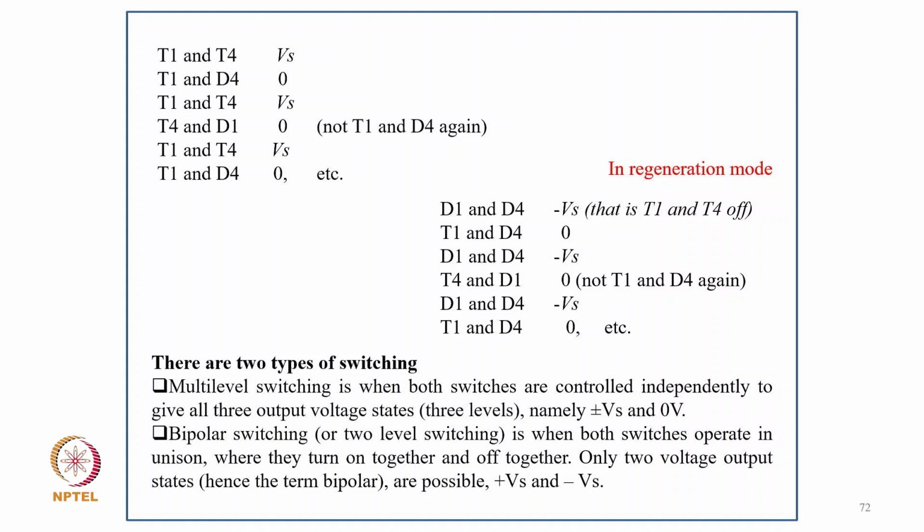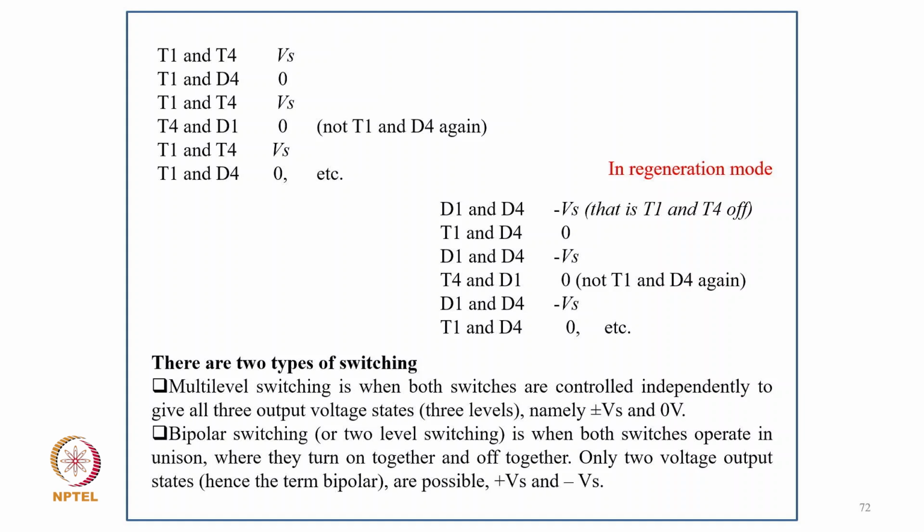There are two types of switching. Multi-level switching is when both switches are controlled independently to give all three output voltage levels, plus or minus Vs and 0. And bipolar switching, or 2-level switching, is when both the switches operate in unison, turning on and off together, to give only two voltage output states, called bipolar, that is plus Vs and minus Vs.